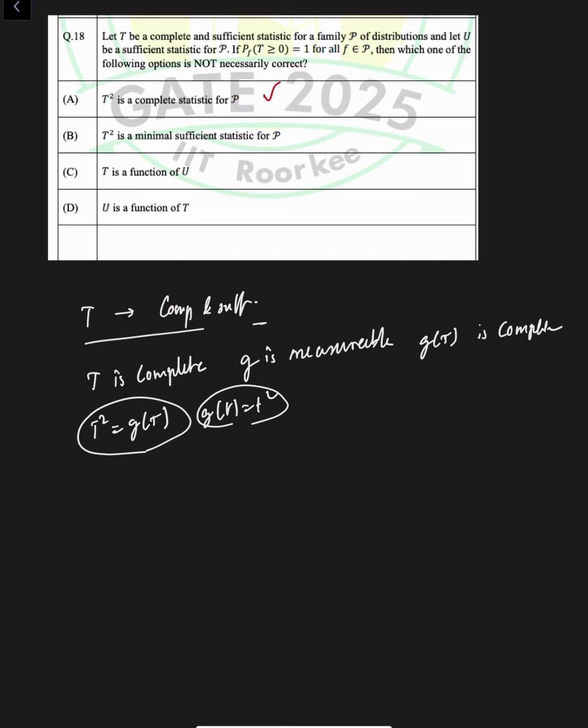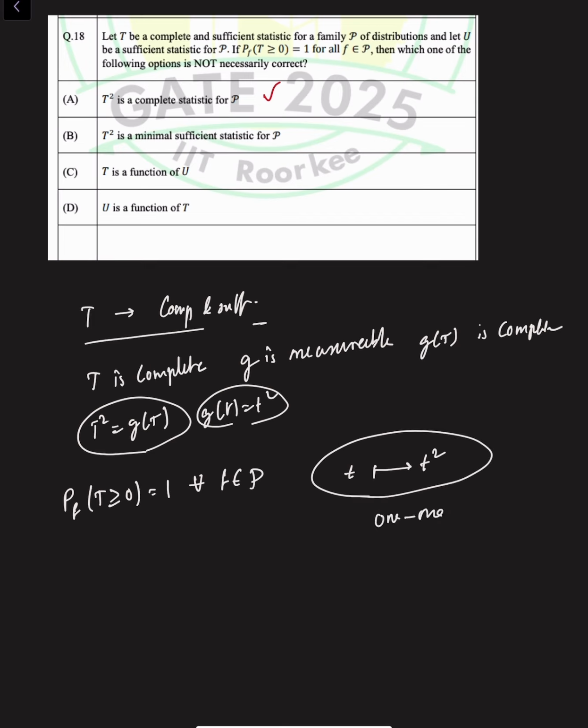Now if we consider T squared, we were given P_f of T greater than or equal to 0 for all f belonging to P. So if we consider the map T to T squared, this is one-to-one on the given support because T is greater than or equal to 0. So T and T squared generate the same sigma field, so they contain exactly the same information. In particular, T squared is sufficient, and it will also be minimal sufficient if and only if T is sufficient and minimal sufficient. Therefore, statement B is also correct.